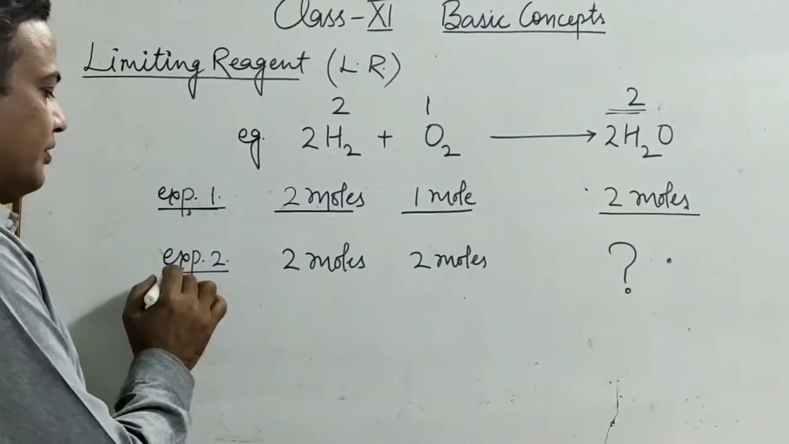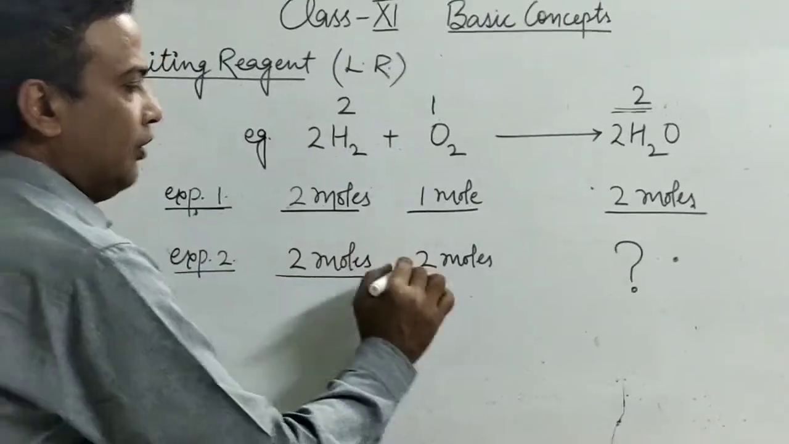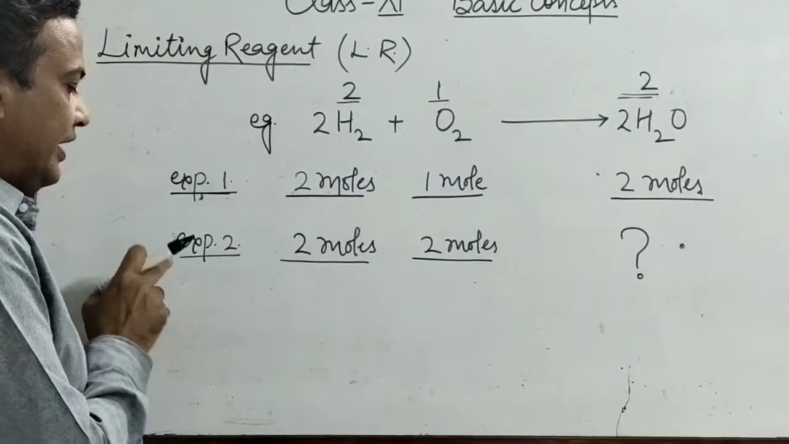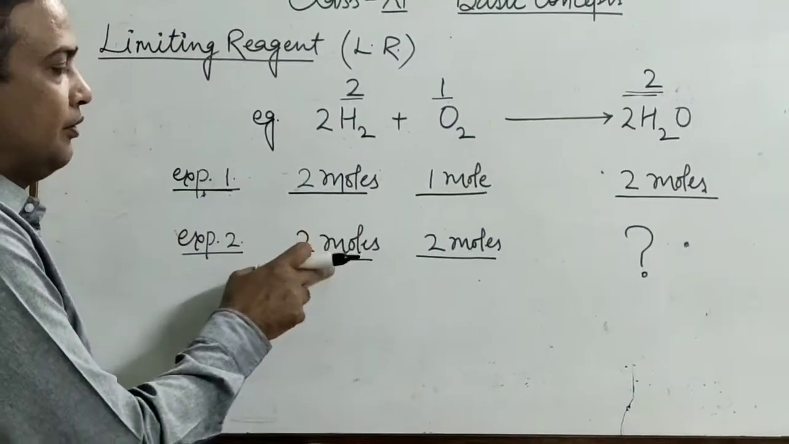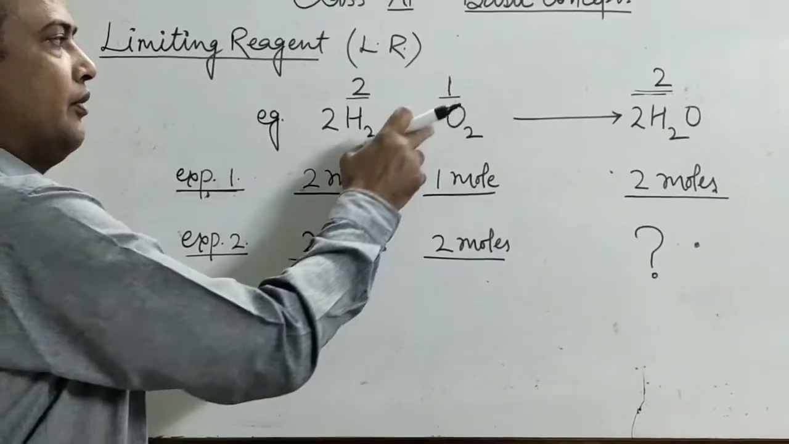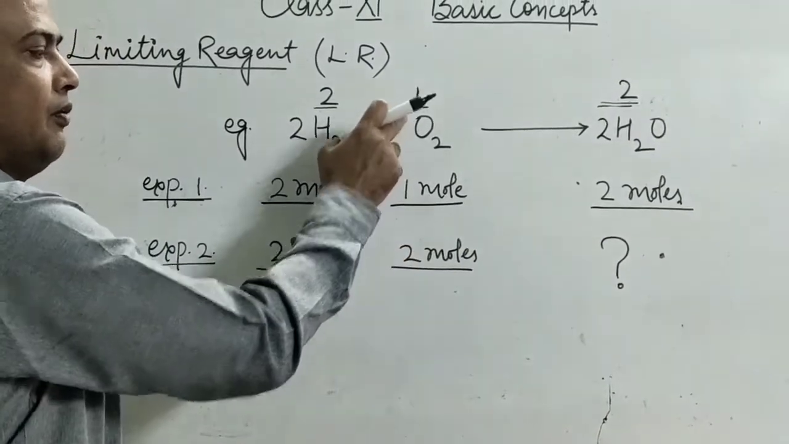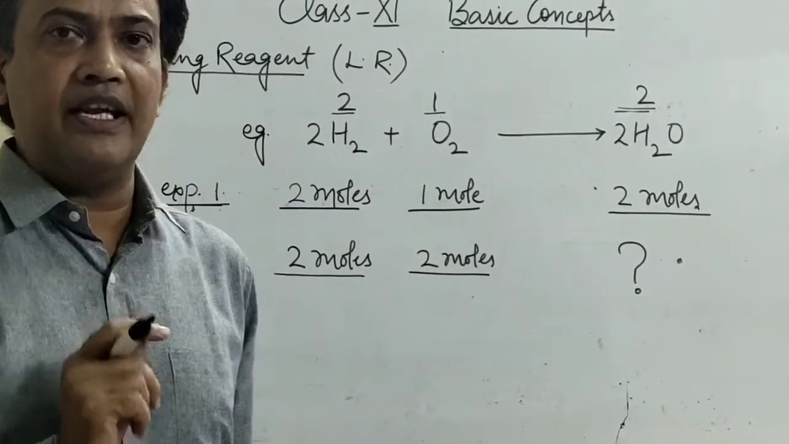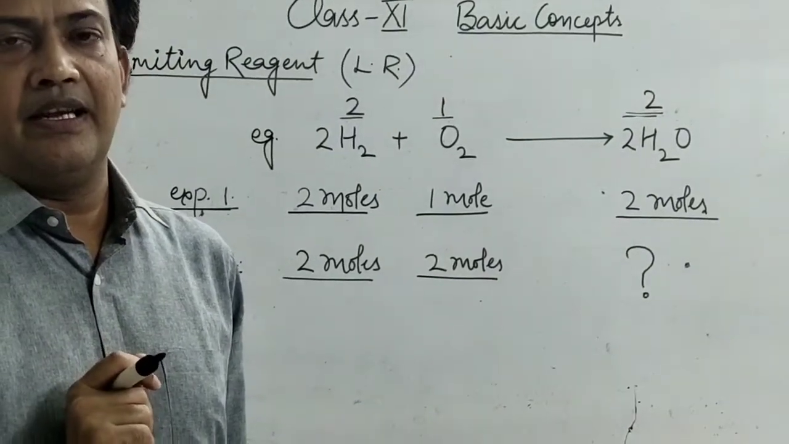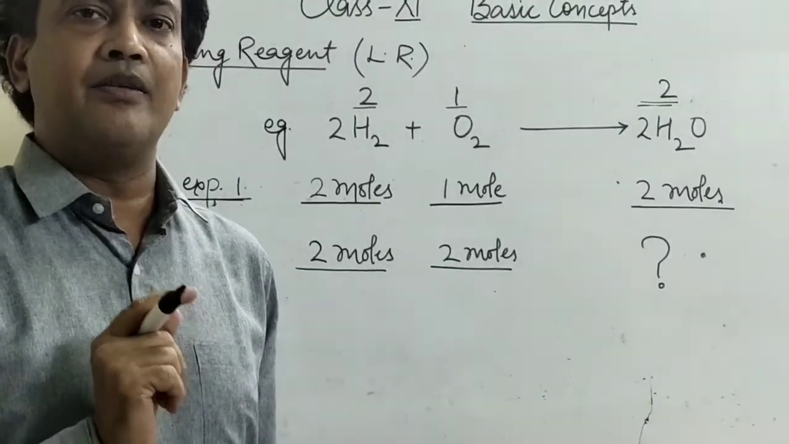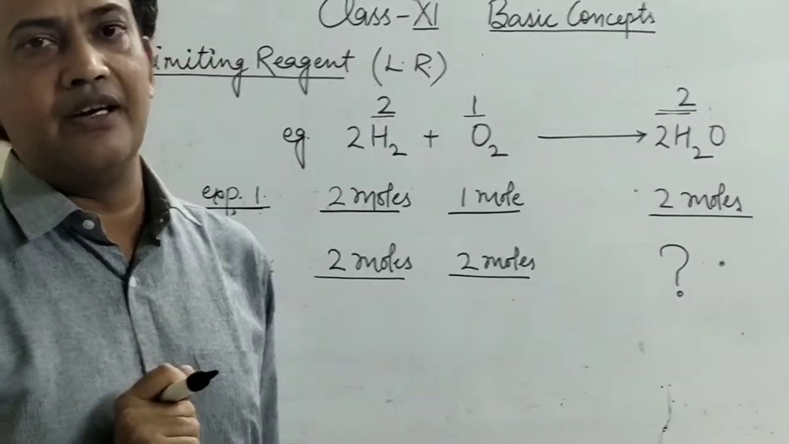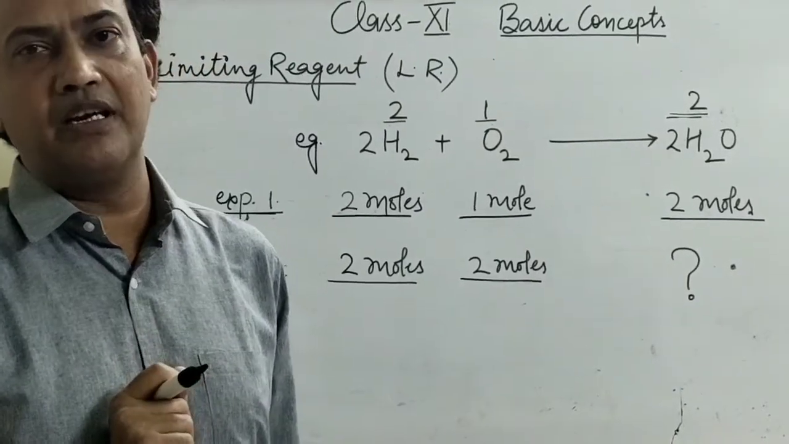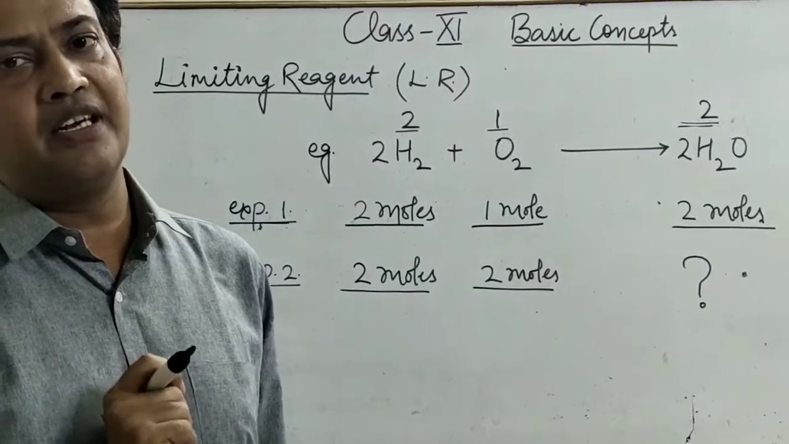But what happens when we are taking the amount not in the same ratio as suggested by stoichiometric coefficient? Say in our next experiment, we have taken 2 moles of H2 but 2 moles of O2 instead of 1 mole. In that case, students, one of the reactants is finished first and the second reactant remains unreacted in the container. The reactant or reagent that is finished first in the chemical reaction is known as limiting reagent.